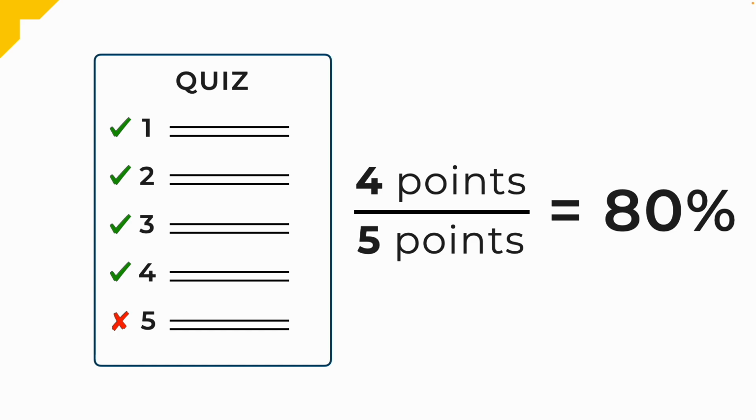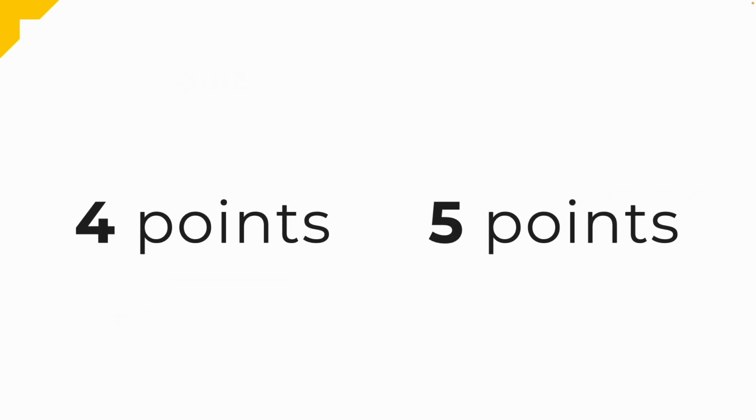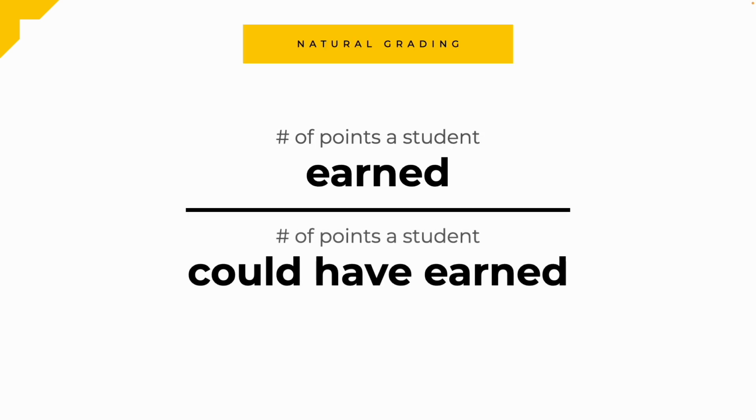Natural simply extends this to calculating all of your course grades. So if we were using natural in a course that had this quiz, at this point in time my grade would be 4 points, and the range would be 5 points, which is the total number of points I could have earned. So applied at the course level, natural is simply the number of points a student earned out of the number of points they could have earned up to that point.